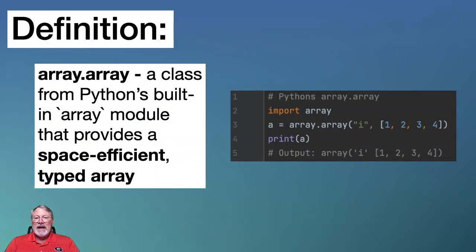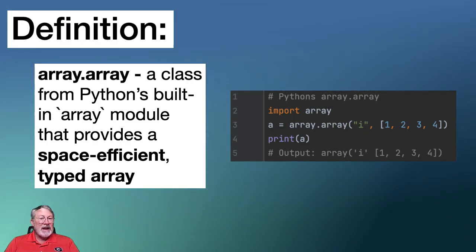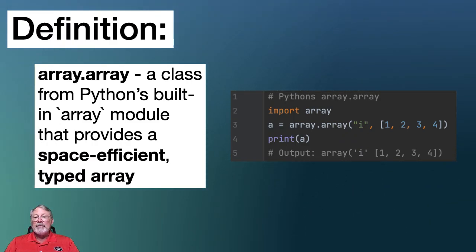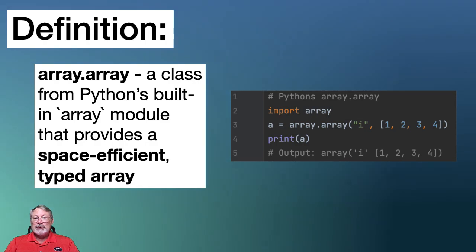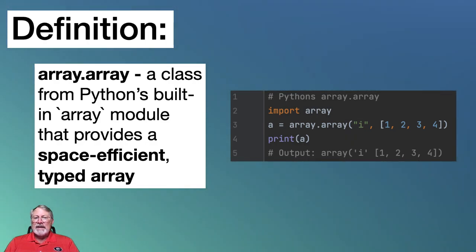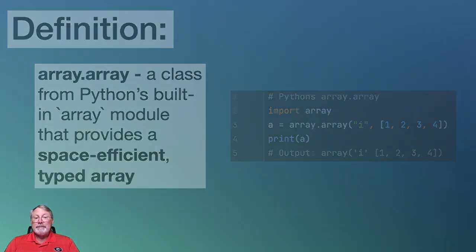Array.array is a class from Python's built-in array module. It provides a space-efficient typed array, meaning every element must be of the same numeric type, like integers or floats. It looks like a list, but it's more like a compact container for low-level numeric data.